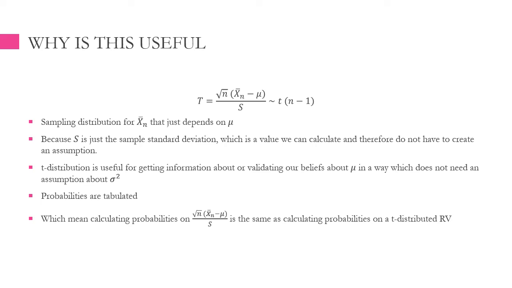Essentially, calculating the probabilities on this t-score, or root n over S times X_n bar minus mu, is the same thing as calculating probabilities on a t-distributed random variable. And so we can use the t-distribution to get feedback on our assumption for mu without needing an assumption for sigma squared. That's why the t-distribution is useful, and that's why we use it. You'll see later on in the course, we will get very, very acquainted with t-scores and the t-distribution.